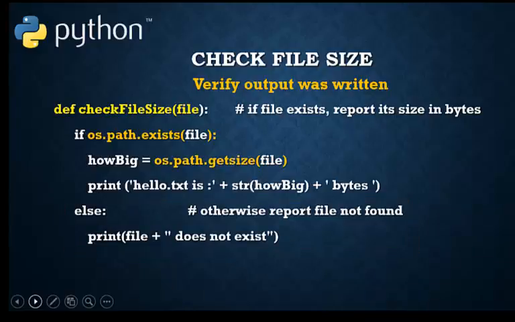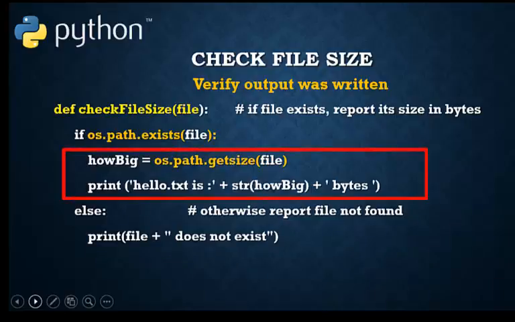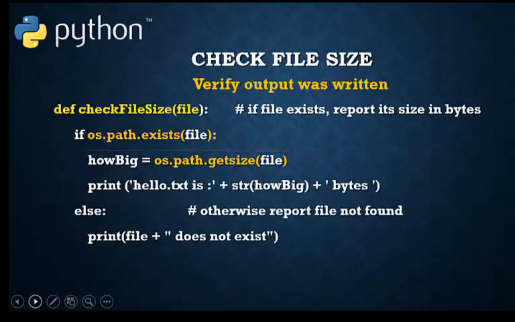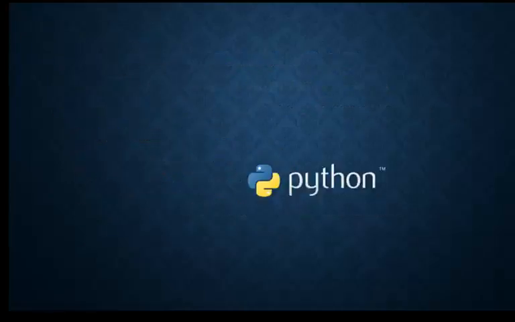If the file does exist, we can gather information about it. For instance, we are using the getSize function to find out how big in bytes the file is. In other words, how much memory is it using? We store the result from calling getSize in the variable howBig, and then report the size of the file in bytes using the print function.